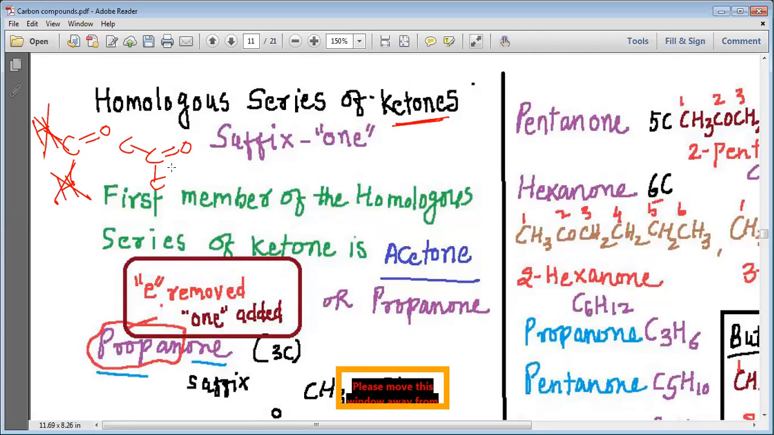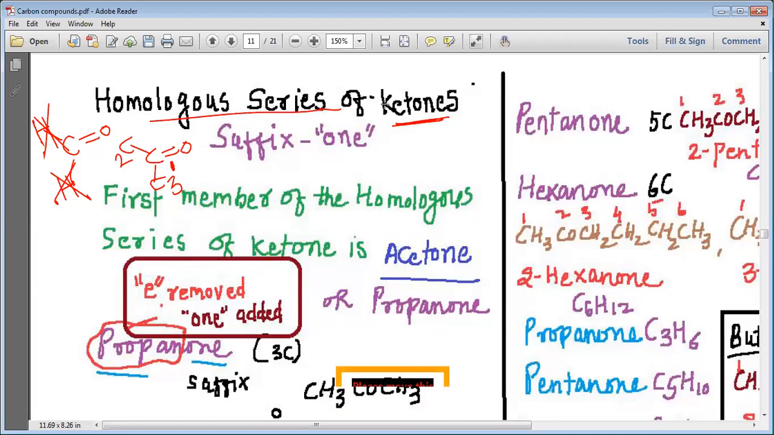So you can see that in ketone you need at least 3 carbon, 1, 2 and 3. And that is why the first member of the homologous series of ketone starts with at least 3 carbons. Please remember that in a unique structure of ketone, at least 3 carbons are needed, and that is why the first member of ketone always starts from the 3 carbon.